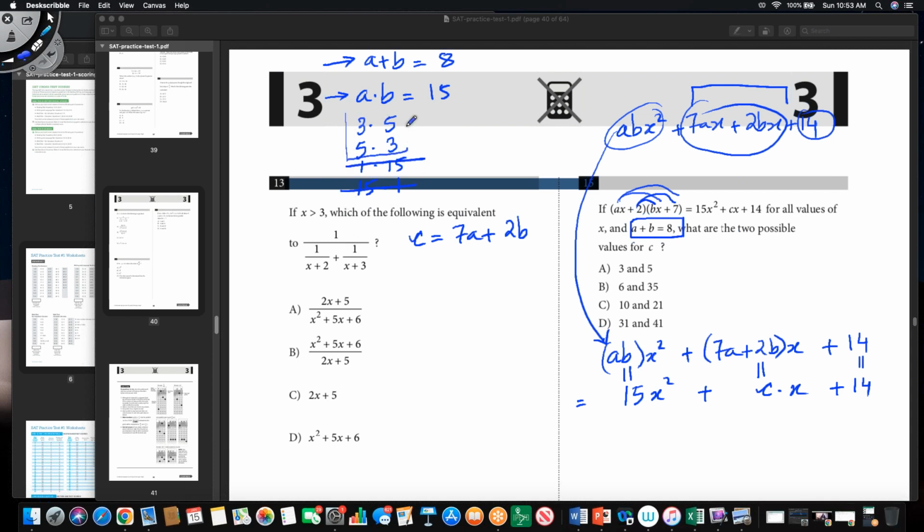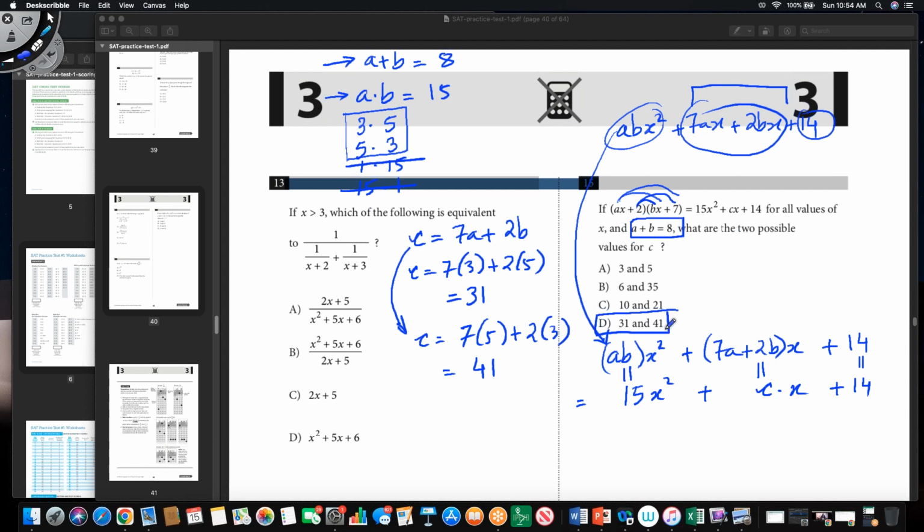So we are left with either a equal to 3 and b equal to 5, in which case c would be 7 times 3 plus 2 times 5, which is 31, or we could do a5 b3, in which case c would be 7 times 5 plus 2 times 3, which is 41. So given these constraints, the two possible choices for c would be 31 and 41.